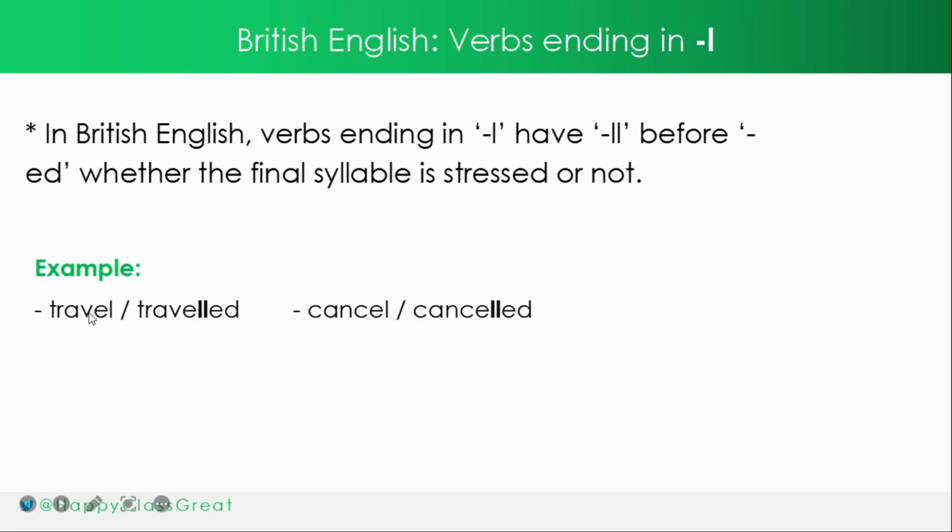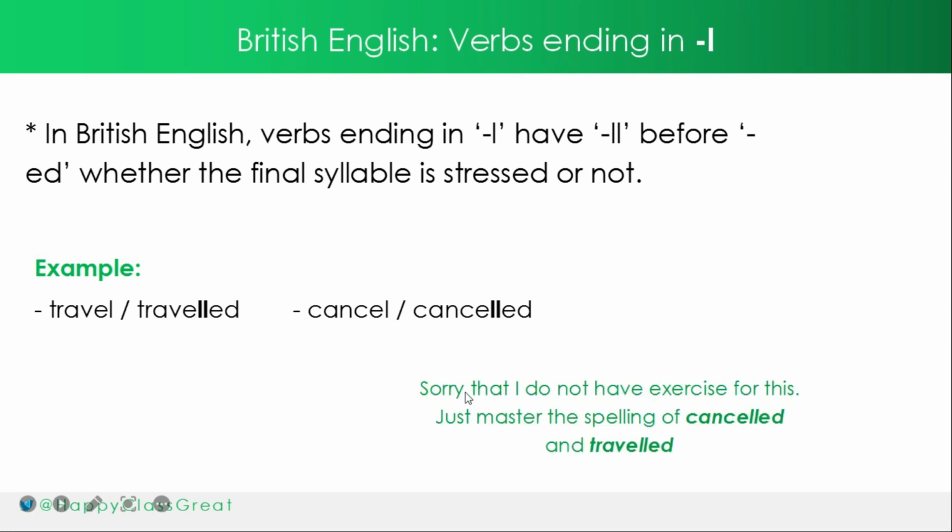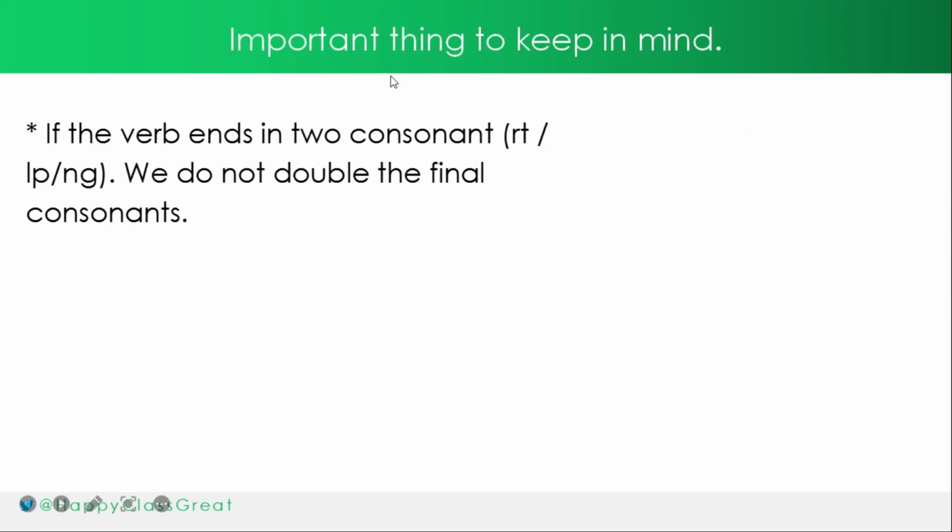So these are examples. You have travel, so traveled will be travelled, and cancel will be cancelled with double l there. You understand? So don't worry. Sorry that I don't provide you with some exercise here. Just remember the spelling of travelled as double l, and the spelling of cancelled as double l. So these are important things to keep in mind.